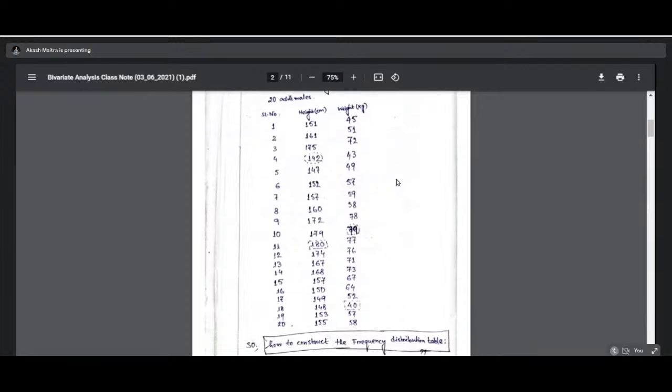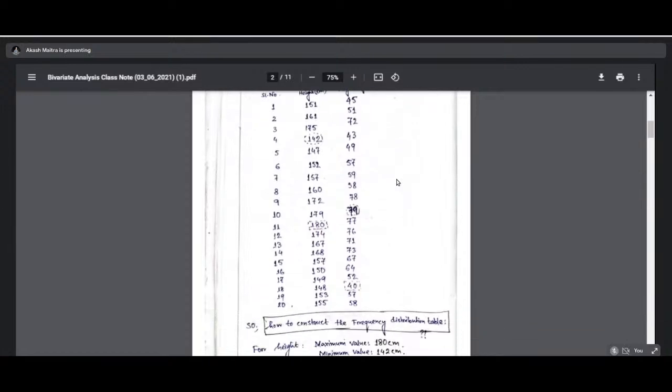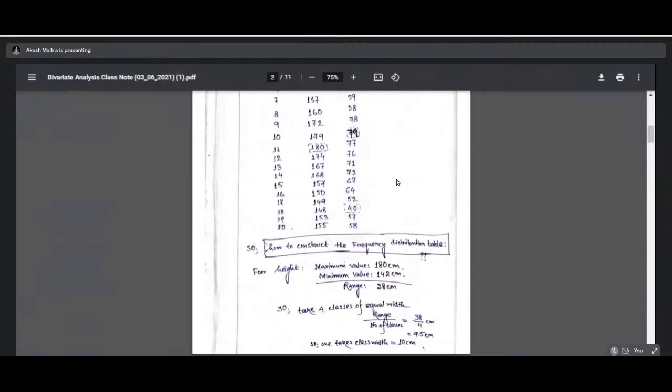So what I have to do here is construct a frequency distribution table. In class 11, we have already seen that we do frequency distribution of classes of univariate data sets. So I have considered this as a bivariate data set, but now I am considering the parts as univariate data points, and I have separately calculated those things. Like for height, what is the maximum value? You will see later in this note, which I have given in this YouTube live stream comment box. So for height, maximum value is 180 centimeter, minimum value is 142 centimeter. So what is our range? Range is 38 centimeter.